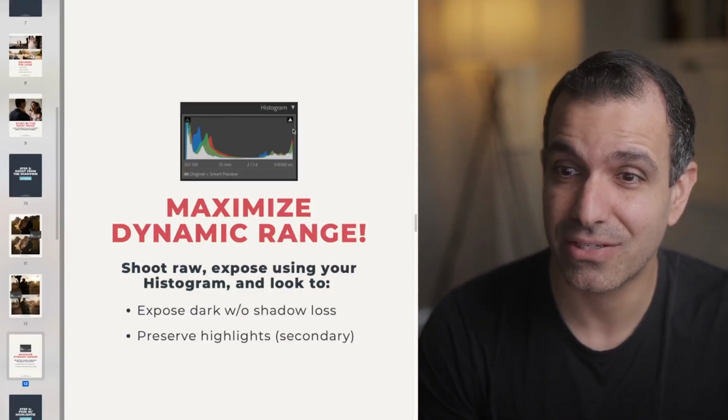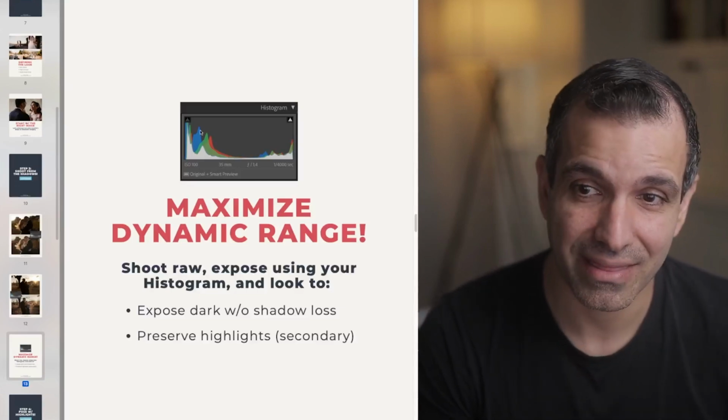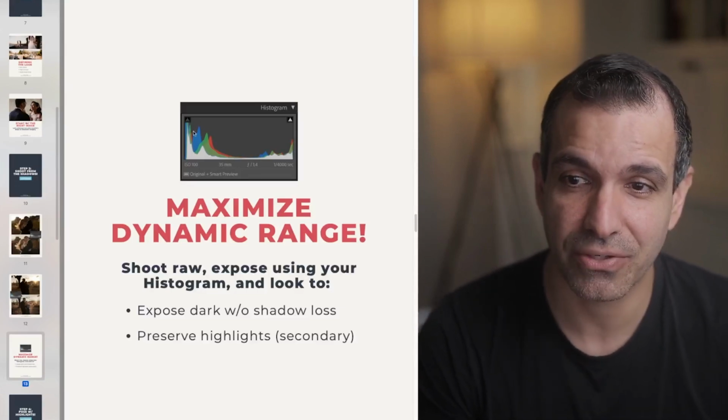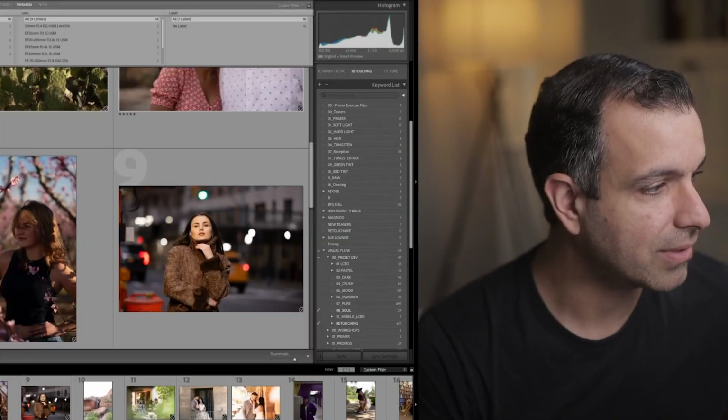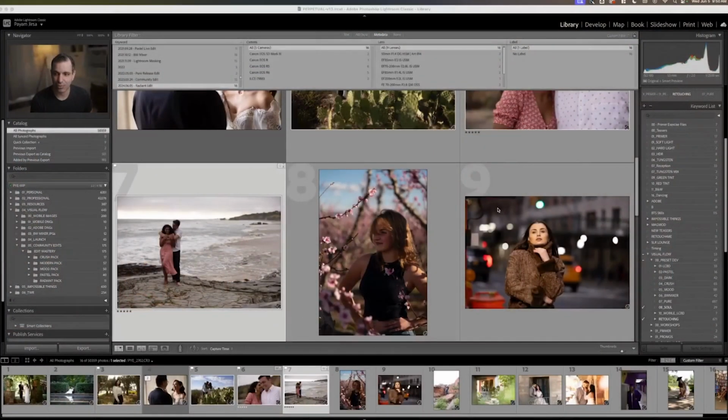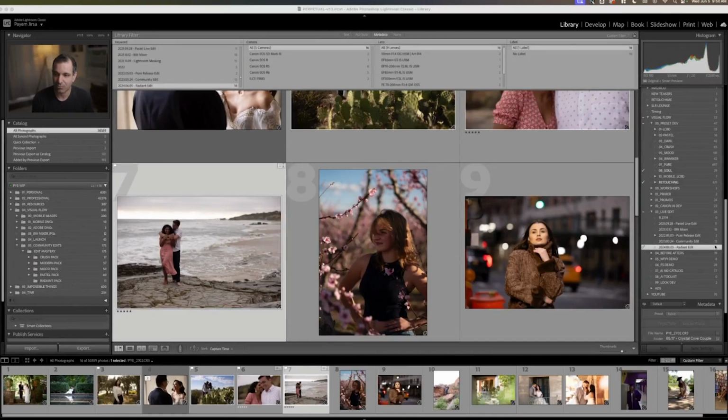Typically when you're doing this, your histogram is going to look like this. It's going to have that U-shaped curve to it, and we're going to lift that out in the edit. So I'm going to go over to Lightroom for just a moment, and I'll show you guys what that might look like and why it's so important.